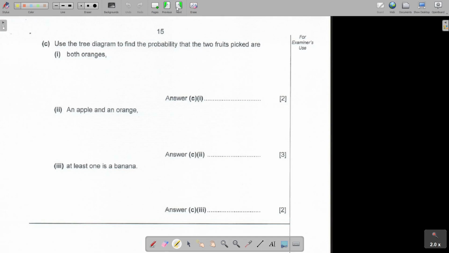So the probability both oranges, and it's going to be 4 over 12 times 3 over 11, and that is going to be 12 over 132. Or you can say 1 over 11. It's fine. So 12 over 132 or 1 over 11. But as I said, it's not necessary to simplify the fractions here.